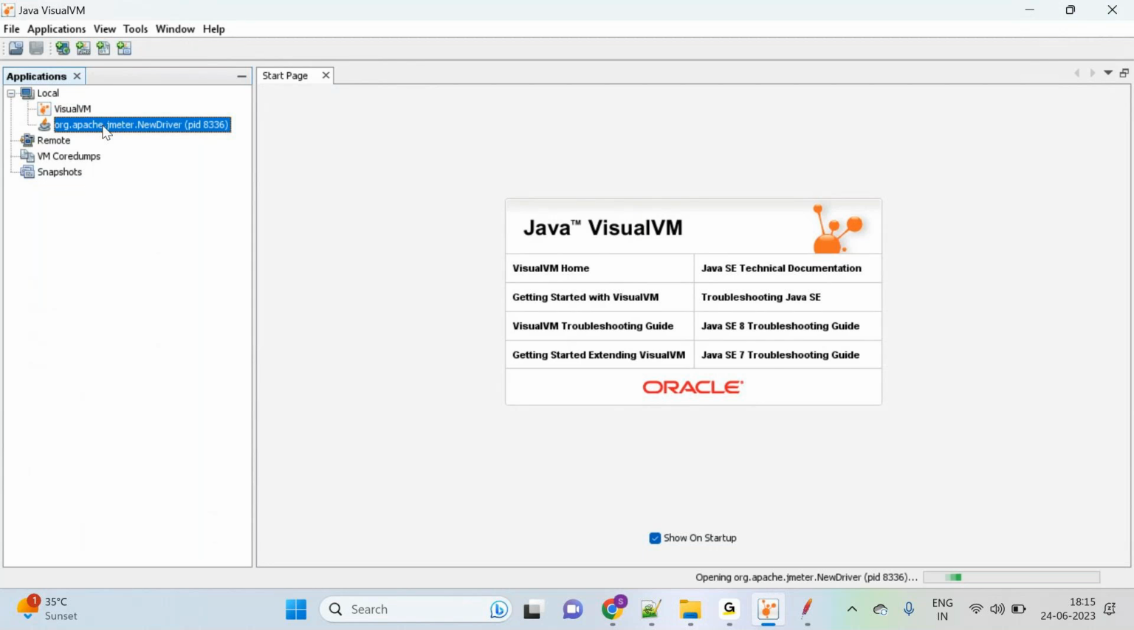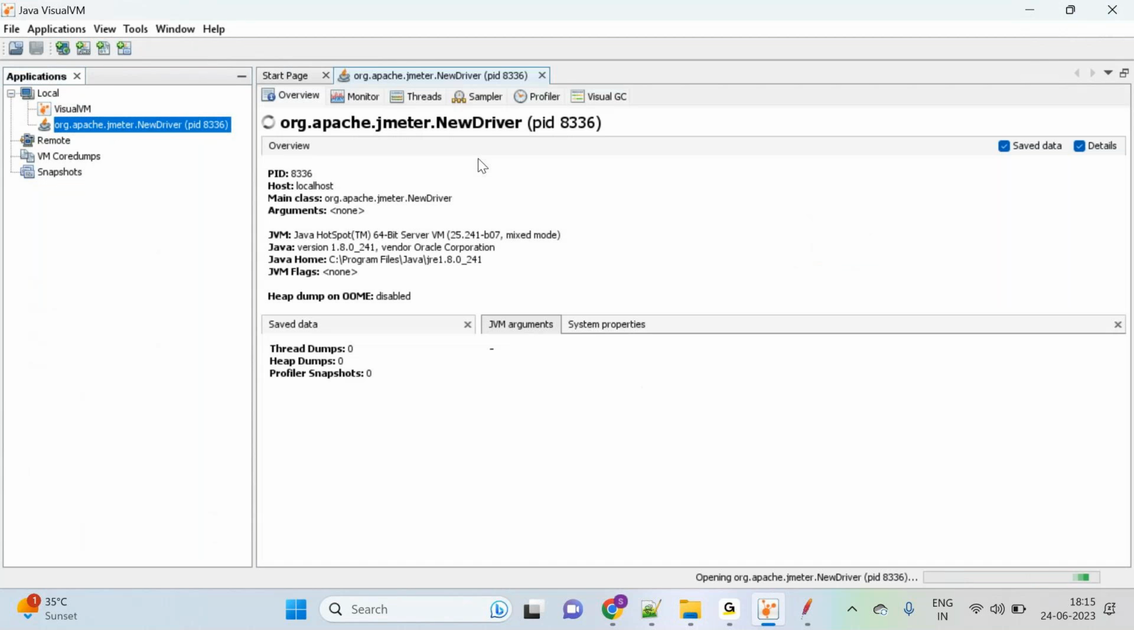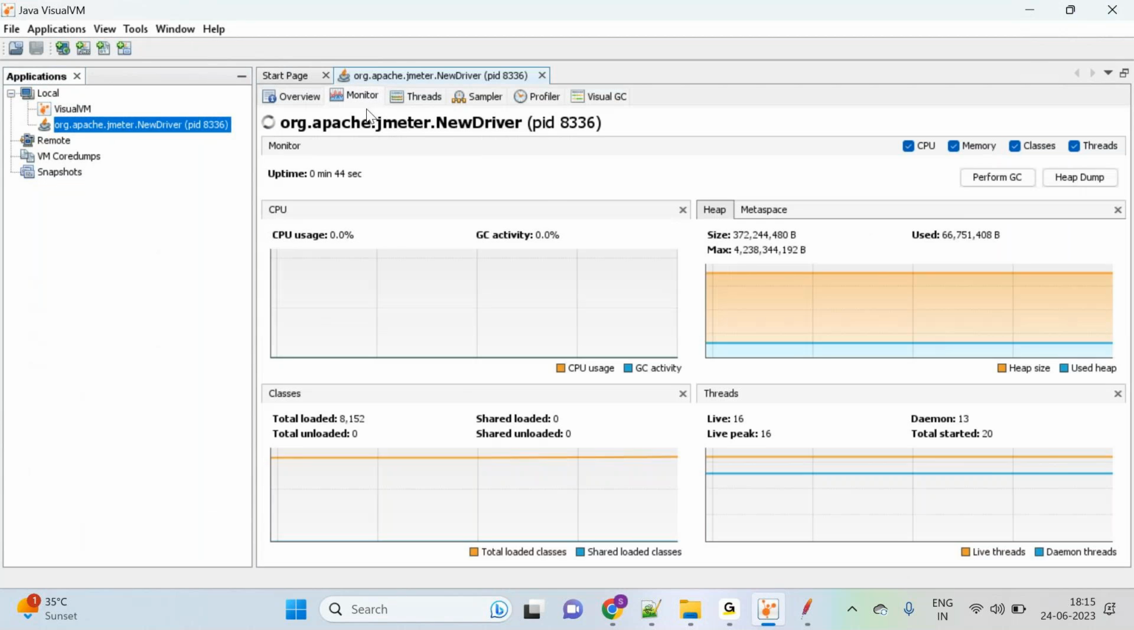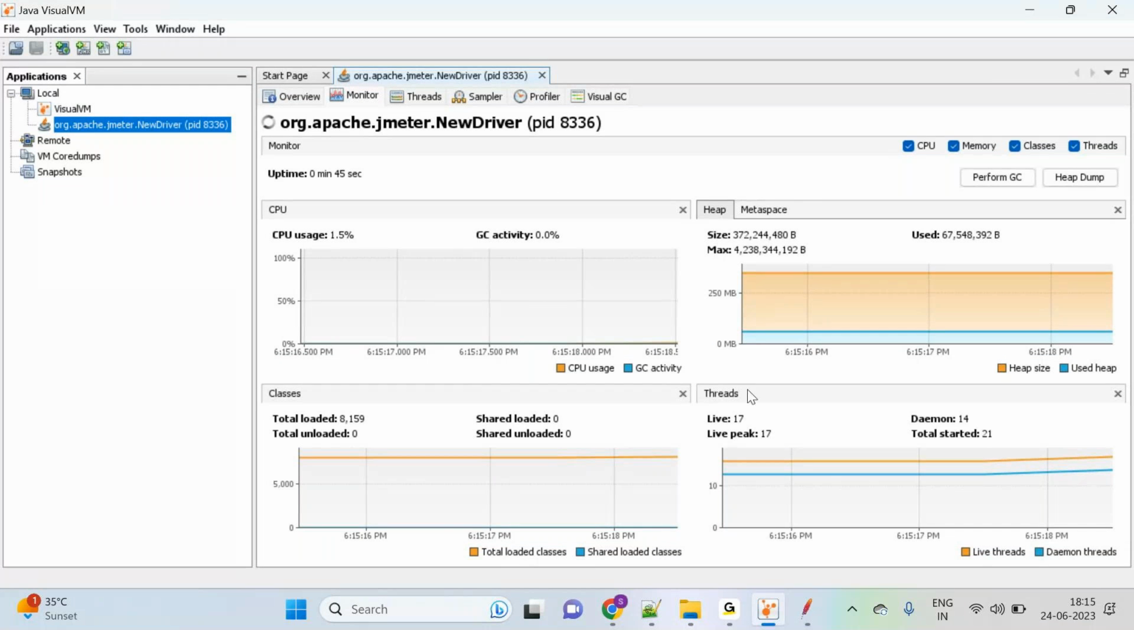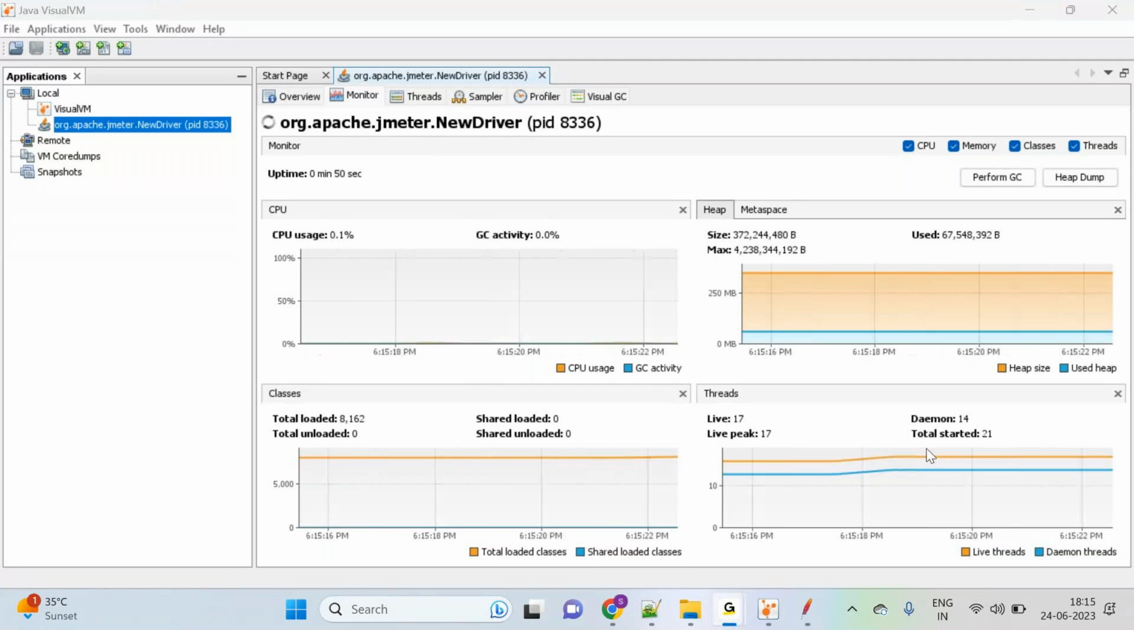If I double click this JVM, look here, we can see a lot of information. Today may be a demo session, so we are only going to discuss the course content, but during our regular session I am going to explain each and everything, guys.